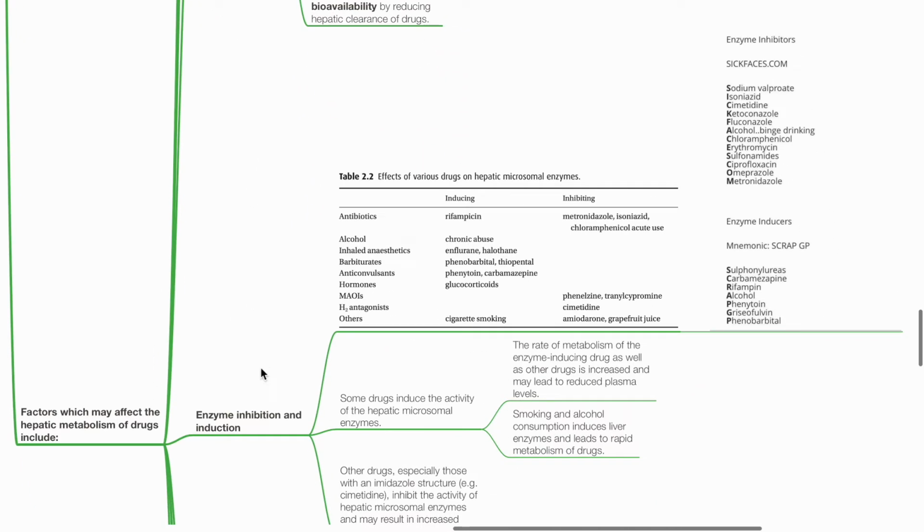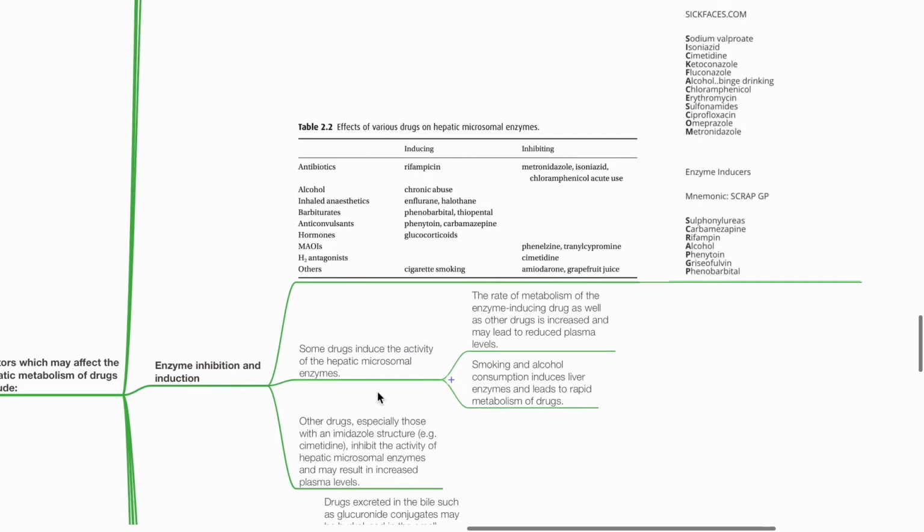Enzyme inhibition and induction. Some drugs induce the activity of hepatic microsomal enzymes, increasing the rate of metabolism of drugs metabolized by these enzymes, and this may lead to reduced plasma levels of those drugs. Other drugs which inhibit the activity of hepatic microsomal enzymes may result in increased plasma levels of drugs metabolized by these enzymes.